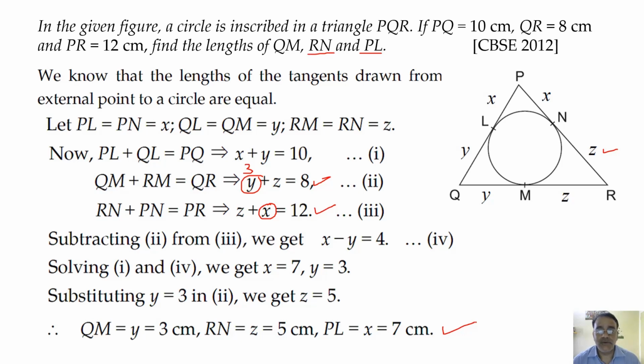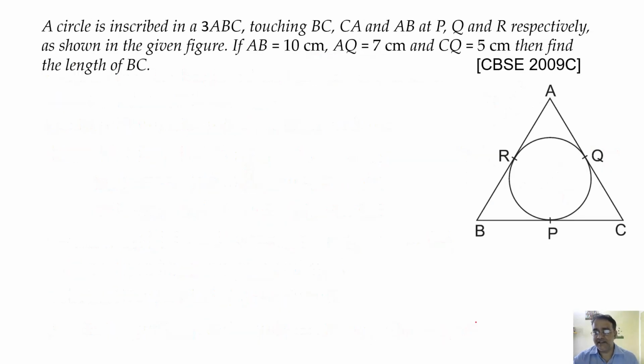So now we are moving towards the next question, 2009 C. C का मतलब compartment exam होता है, supplementary exam. A circle is inscribed in a triangle. This is triangle ABC, touching BC, CA and AB at P, Q and R respectively, as shown in the given figure. If AB is equal to 10 centimeter, AQ is equal to 7 centimeter and CQ is equal to 5 centimeter, then find the length BC. ये वाला length निकालना है.